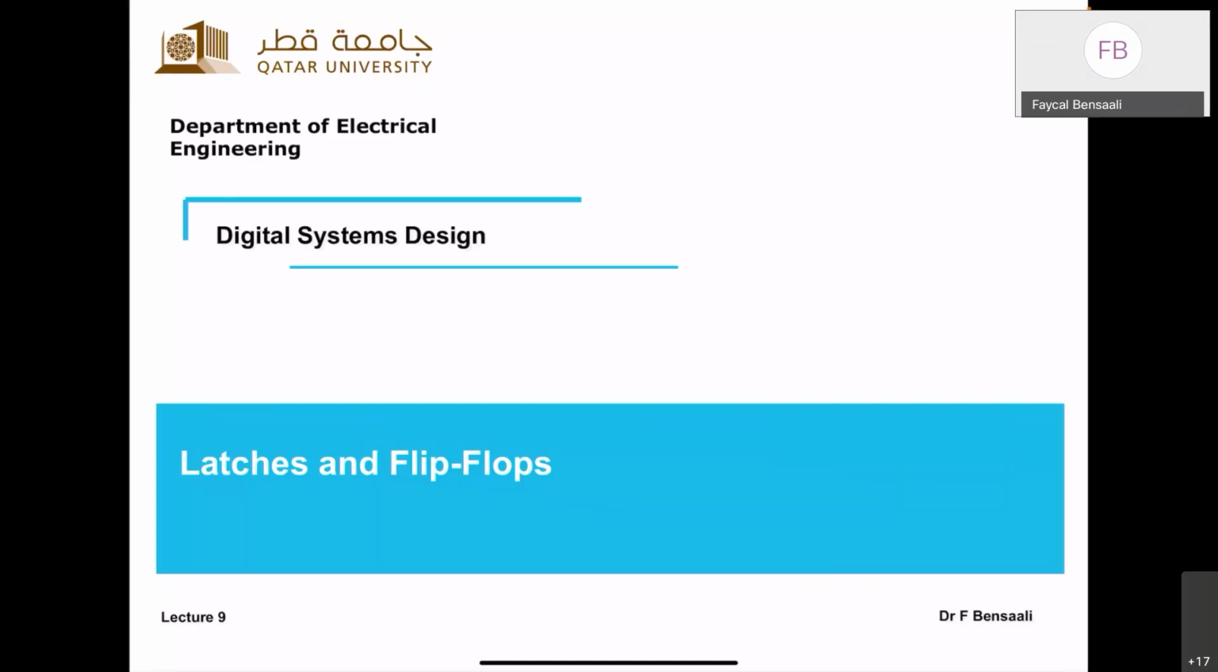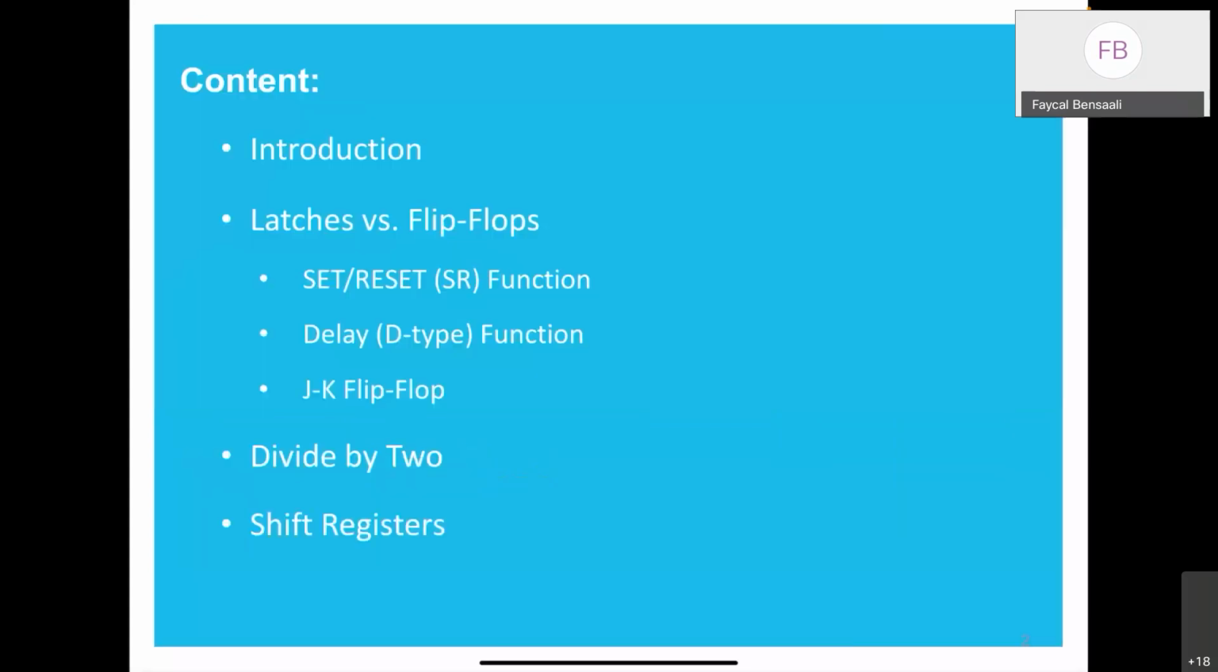Of course, those components come in chips as well, like the normal gates. So you can find them in chips, and you can buy them and use them on a breadboard or a PCB. We have different types of latches and flip-flops, so we'll talk about each one. What is the function of each one?